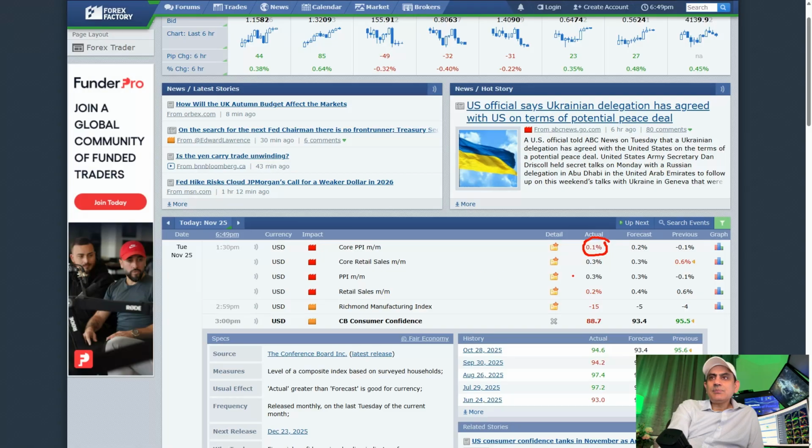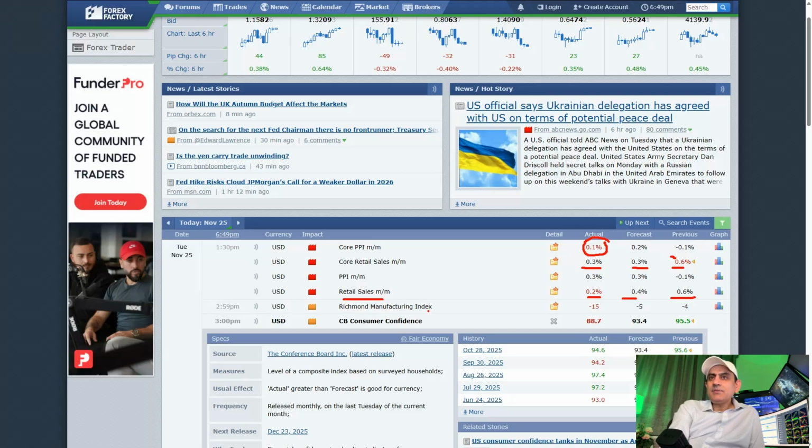Core retail sales month by month 0.3 as expected forecast, the previous was 0.6%. So you can see here based on the previous, not a big difference. So we had a PPI month by month 0.3 as expected forecast. The previous was minus 0.1%. Then retail sales month by month 0.2%, which is below this forecast and also below the previous one.